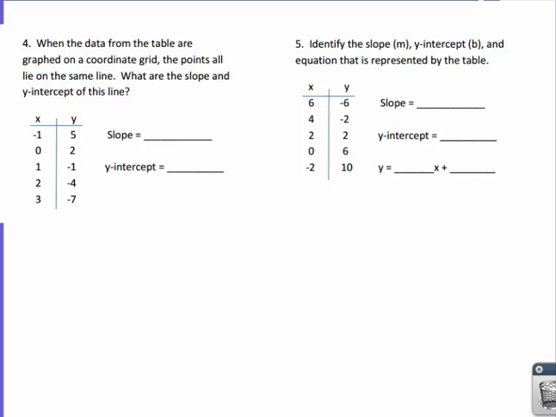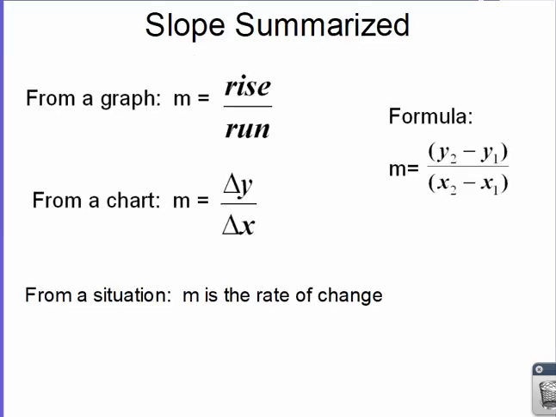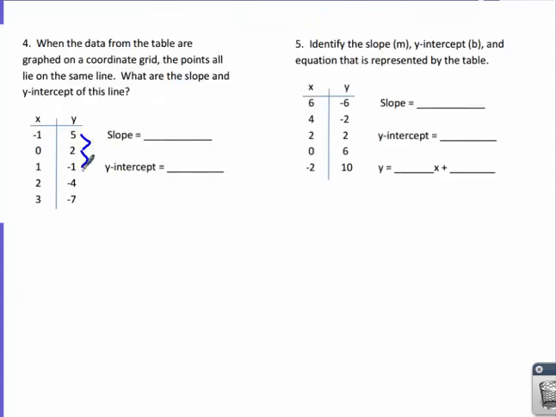Let's continue. So number 4 says, when the data from the table are graphed on a coordinate grid, the points all lie on the same line. That's very important. Based on that, then, what are the slope and y-intercept of this line? So in this one, slope from a t-chart, as it shows right here, is delta y divided by delta x. So we look for our pattern on the right, which is decreasing by 3, and our pattern on the left, which is increasing by 1. So negative 3 divided by 1 gives us a slope of negative 3 over 1. Now the y-intercept is the y value when x is 0, so that would be 2.